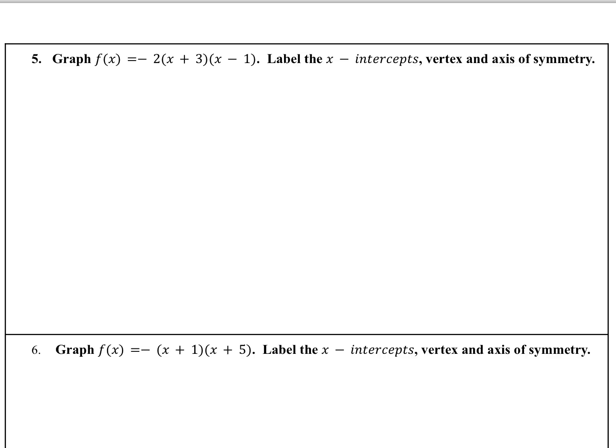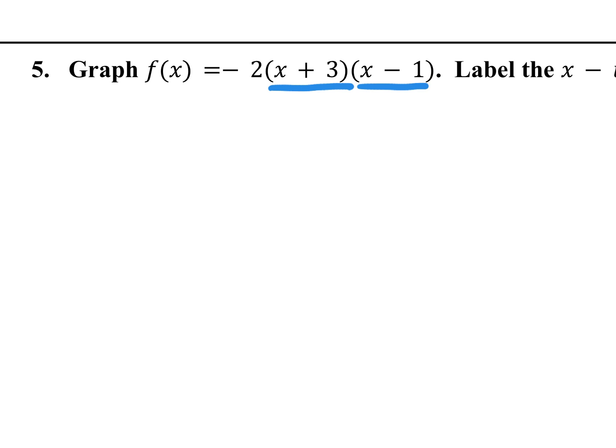Graph f of x is equal to negative 2 quantity x plus 3 times x minus 1. Label the x-intercepts, vertex, and axis of symmetry. So the first thing we're going to do is identify the x-intercepts. In order for us to get the value of that, we're going to use the zero product property. So x plus 3 is equal to 0, therefore x is equal to negative 3. And the other one is x minus 1 is equal to 0, therefore x is equal to 1.